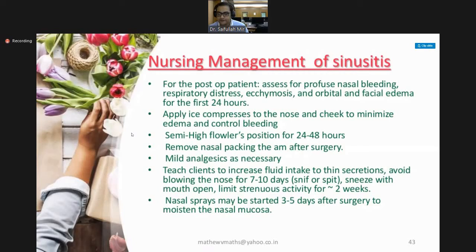And sneeze with your mouth open. That's very important after any sinus surgery.